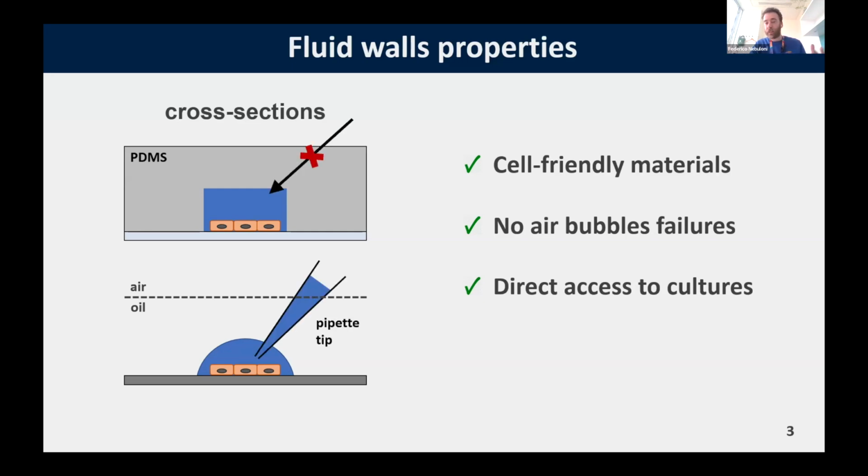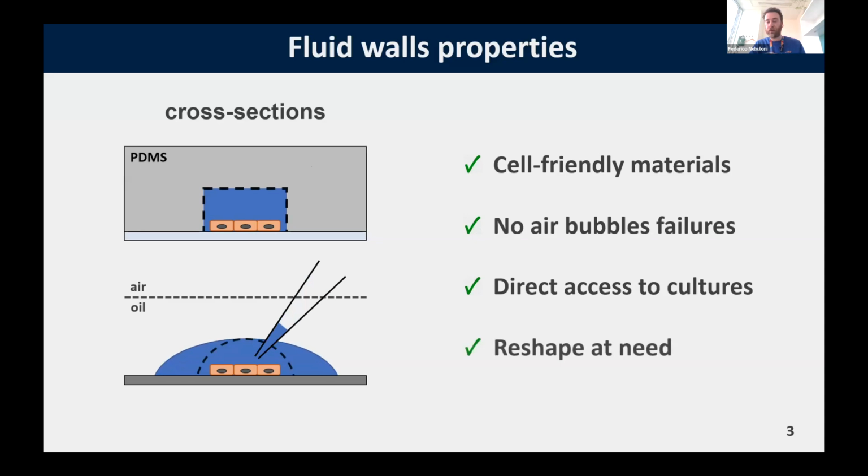So for instance, we can pipette different reagents, either by hand or using a fluid handler, everywhere over our cultures. And finally, even more relevant for today's talk, we can reshape the microfluidic circuits above live cells without affecting their viability at all.